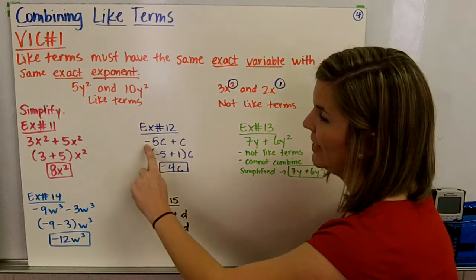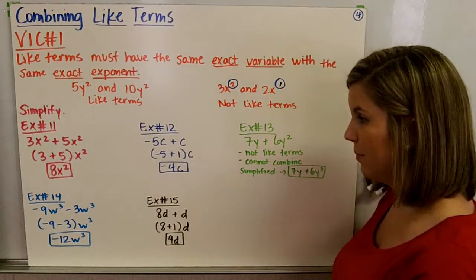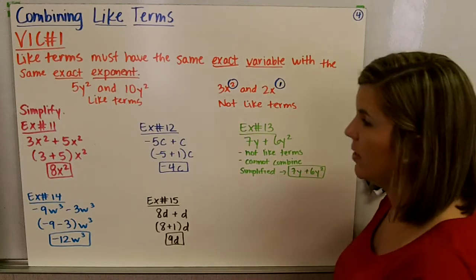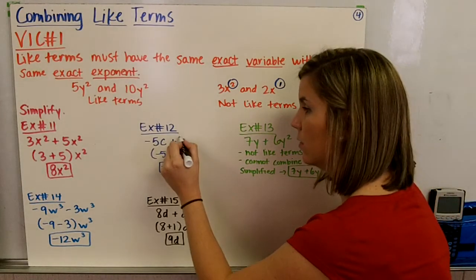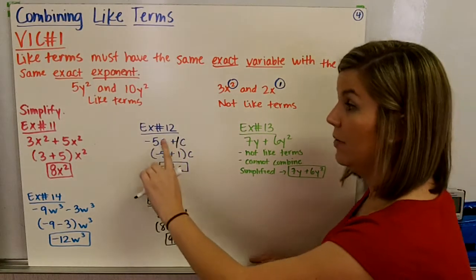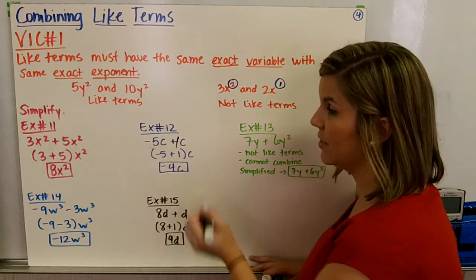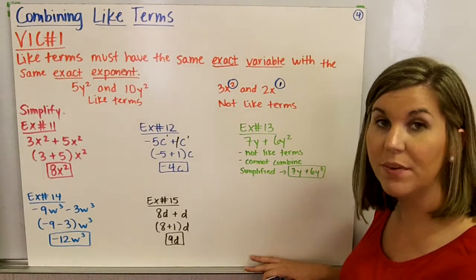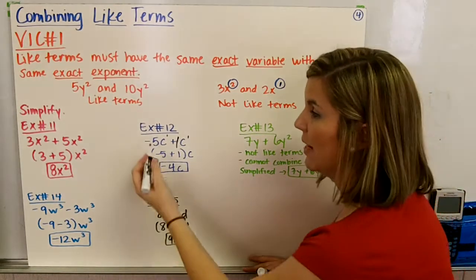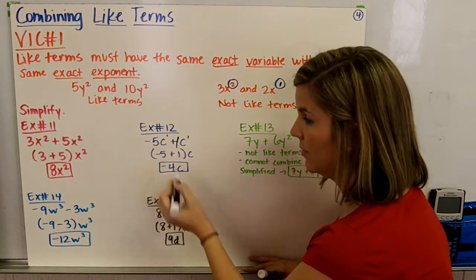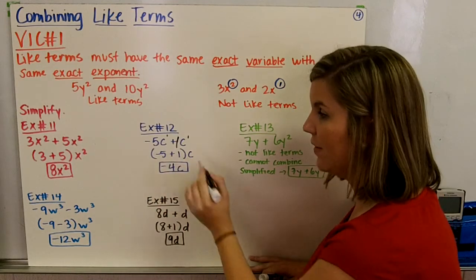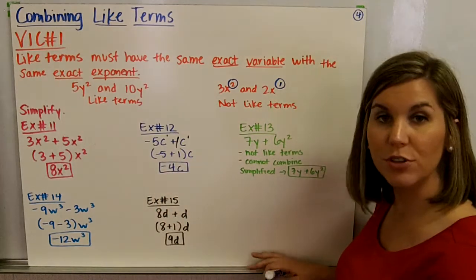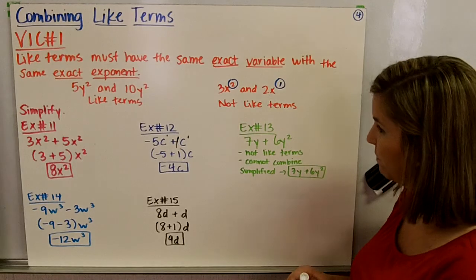Example number 12, negative 5c plus c. There is an invisible 1 in front of this c. These are like terms because c is the variable and it has an invisible 1 exponent, so they have the same variable, same exponent, and we can combine these. Negative 5 plus 1 times c. Negative 5 plus 1 is negative 4, so negative 4c.